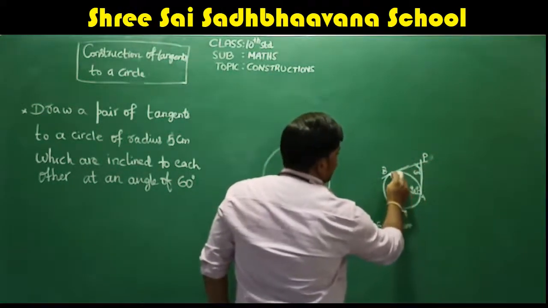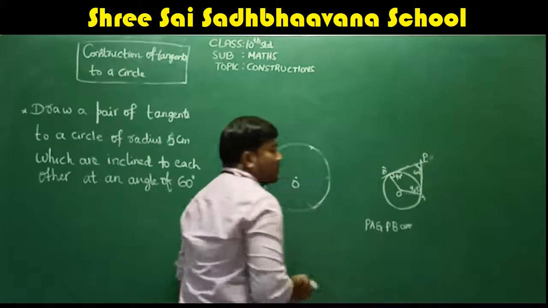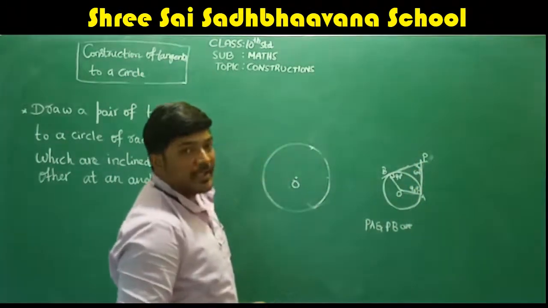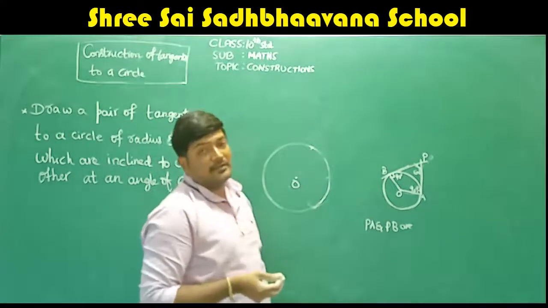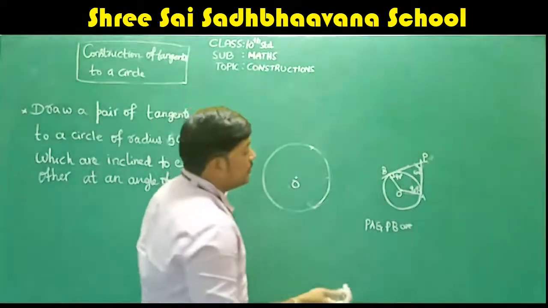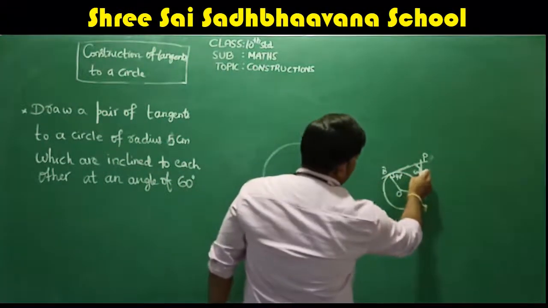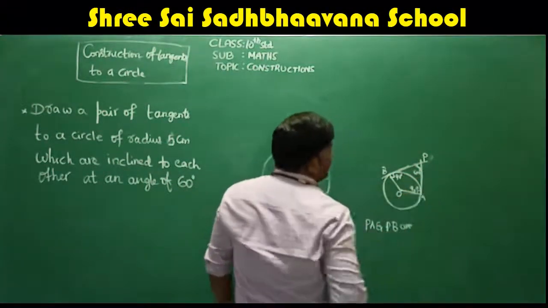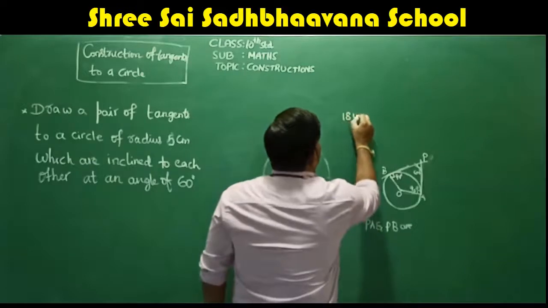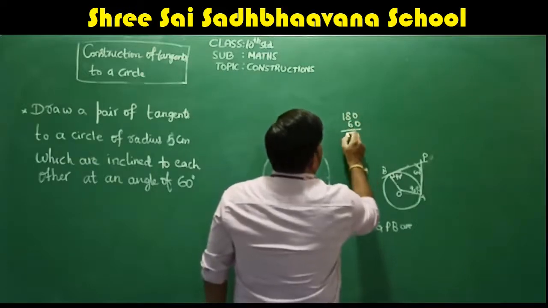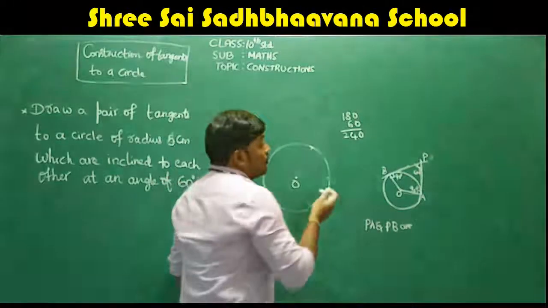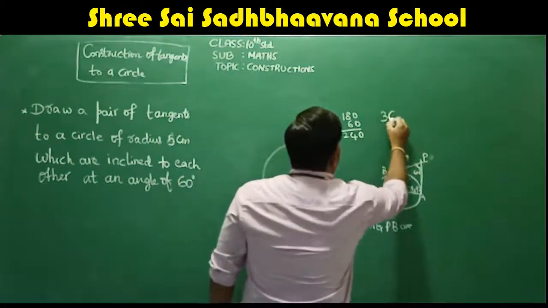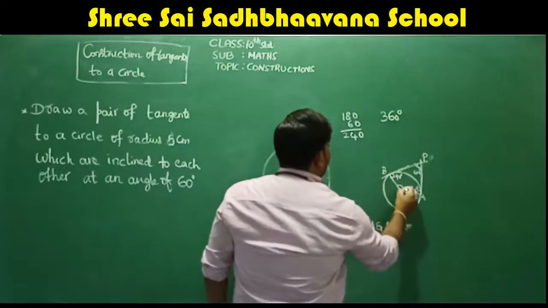Remember, this is a quadrilateral. All of you know the angle sum property of a quadrilateral: the sum of the angles of a quadrilateral is nothing but 360 degrees. So this is 90, this is 60, and this is also 90. So how much? 180 plus 60, how much is it? 240. Correct? So the total sum is 360. So what is this angle then?